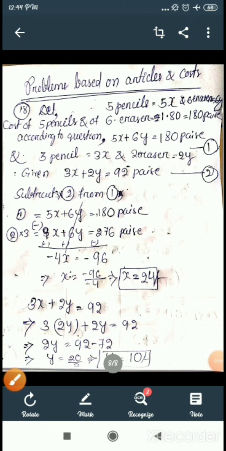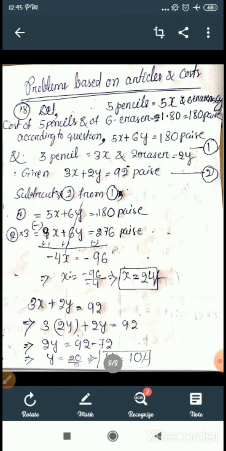Okay students, just see problems based on articles and cost. One number I have done and rest of the numbers just try it yourself. So question number 18 is given. The cost of 5 pencils and 6 erasers is rupees 1.80, whereas that of 3 pencils and 2 erasers is 92 paise. Find the cost of each of a pencil and an eraser. Okay, so here the solution.